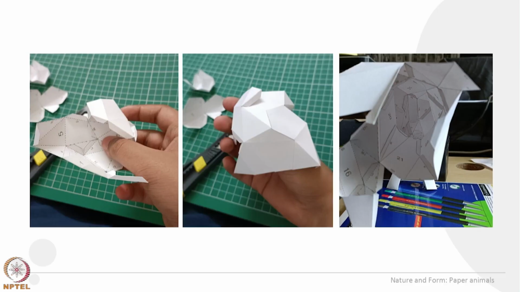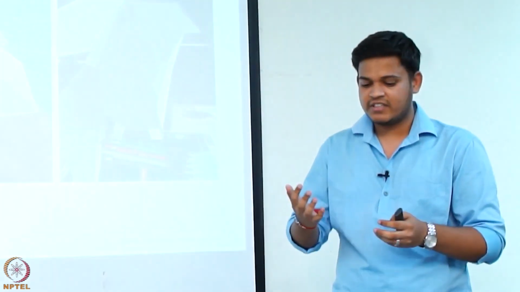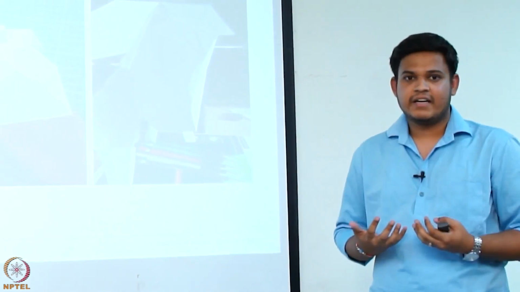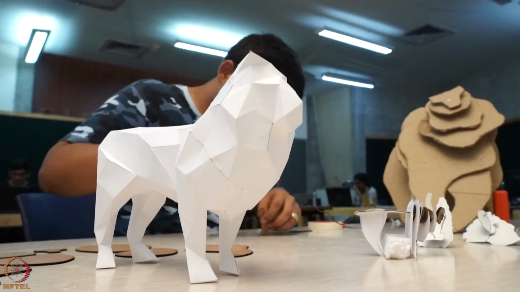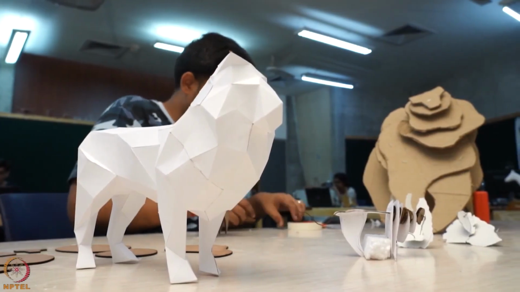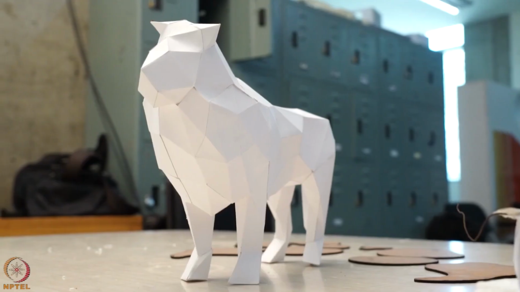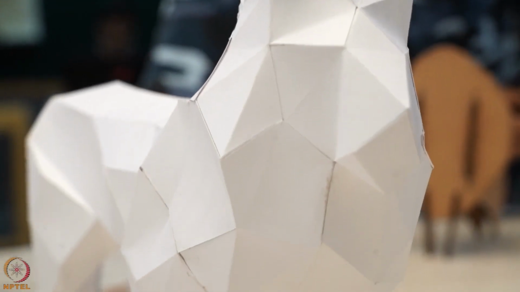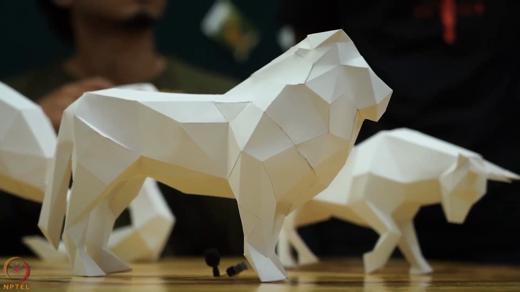One thing which I found very interesting was that we had all the individual templates in our hands, and we were just wondering how it would come out eventually. Also, as you can see, we can see a very interesting form inside the animal. So this was my final faceted form of lion.